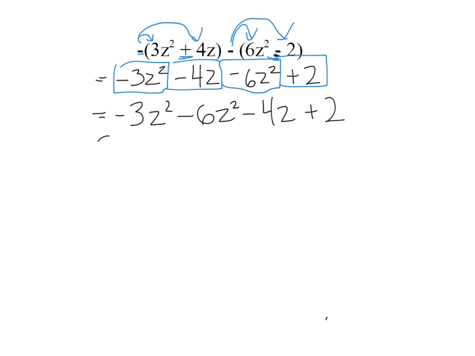Alright, now I just need to combine them. Negative 3z squared minus 6z squared is going to give me negative 9z squared. And then there's nothing to combine 4z with, and there's nothing to combine positive 2 with, so I end up with this as my answer. If you're unsure about that, just rewind it, watch it again, listen to the explanations, and also go and try out some of the practice questions that I'm going to put up on the website.